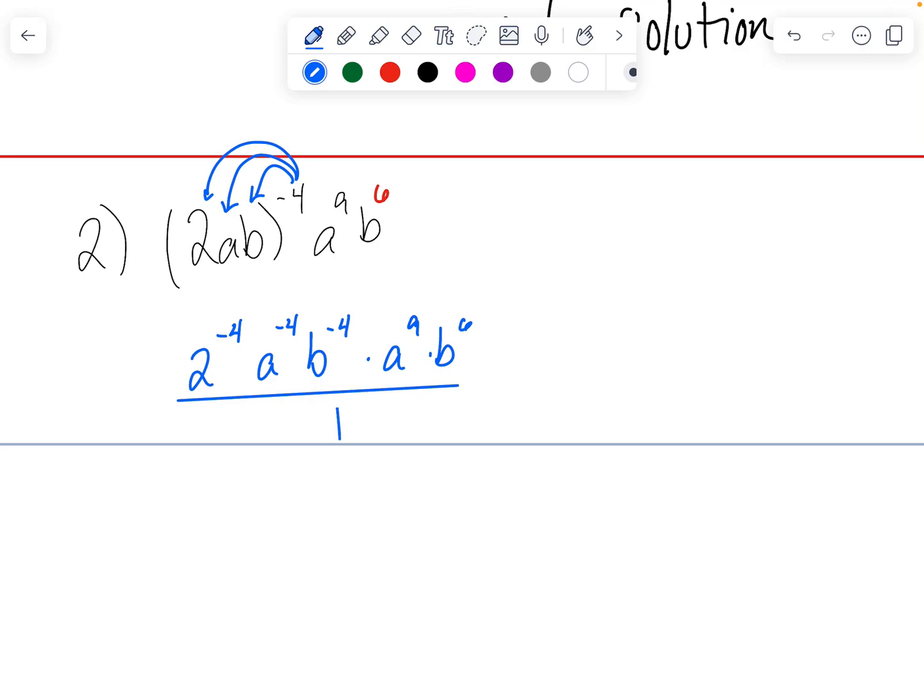And now let's do some simplifying here. I see some negative exponents, and I know that negative exponents are not okay. And if those negative exponents are negative in the numerator on the top of the fraction, I can move those to the other side of the fraction to get positive exponents. So here what would happen is I would end up with 2 to the positive fourth, a to the positive fourth, b to the positive fourth on the denominator side, and then a to the ninth and b to the sixth in the numerator.